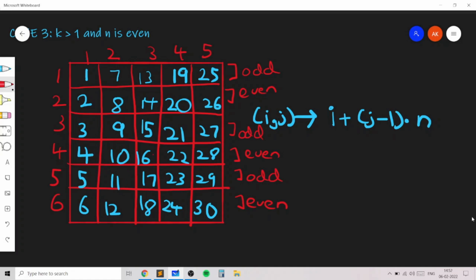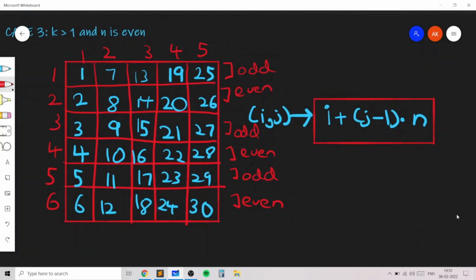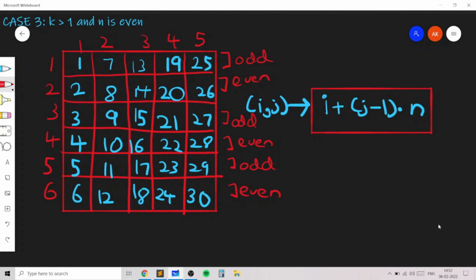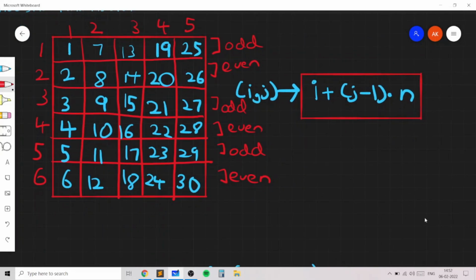Each element is increasing by 1 as you go down the rows, and it's increasing by n as you go across the column. And that's why i plus j minus 1 into n will be the number of cell i comma j. Now let's consider the general case when you are taking a sum of elements from the range L to R and you're on the ith row.